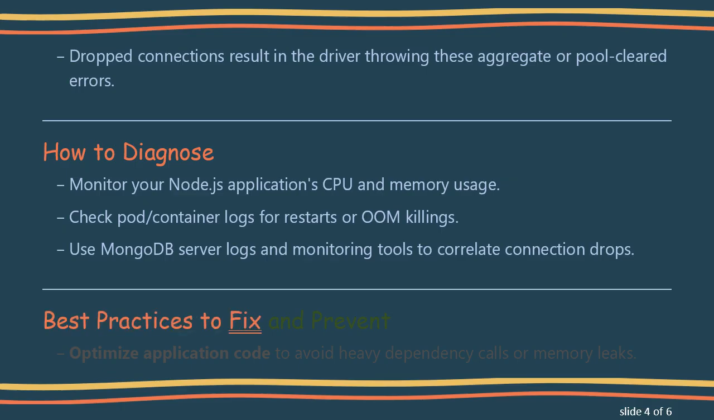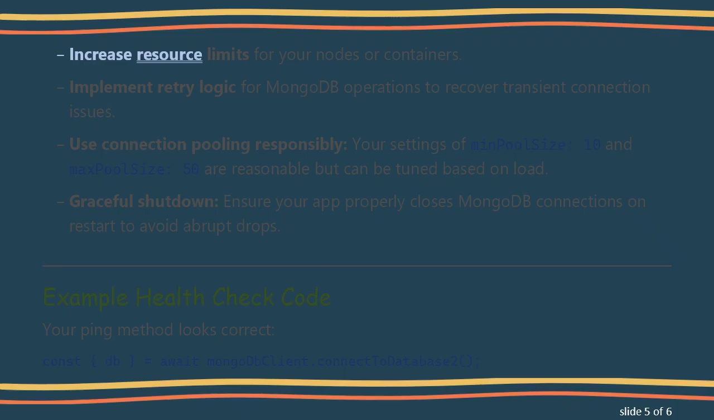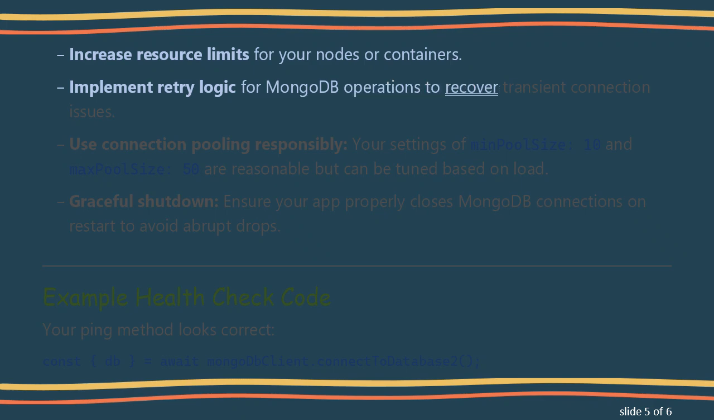Best practices to fix and prevent. Optimize application code to avoid heavy dependency calls or memory leaks. Increase resource limits for your nodes or containers. Implement retry logic for MongoDB operations to recover from transient connection issues.